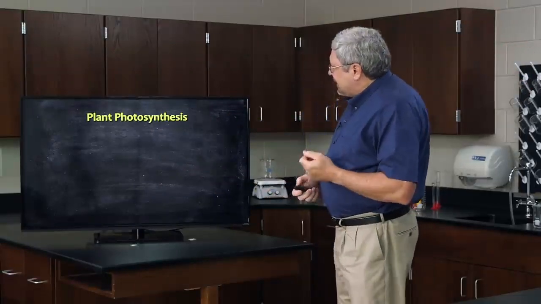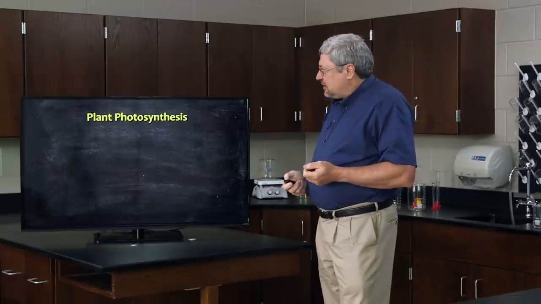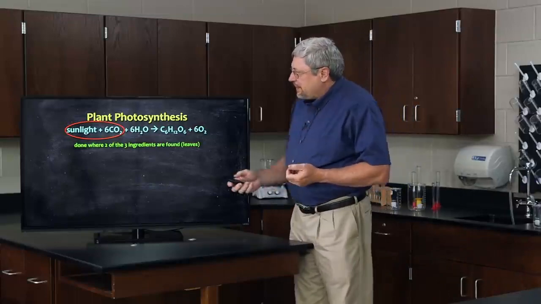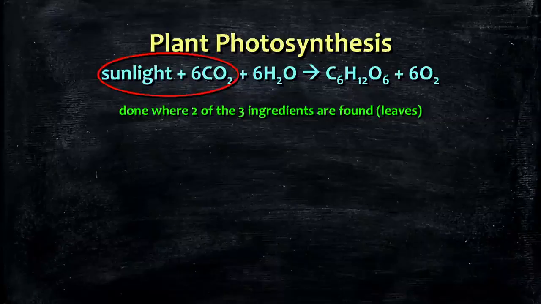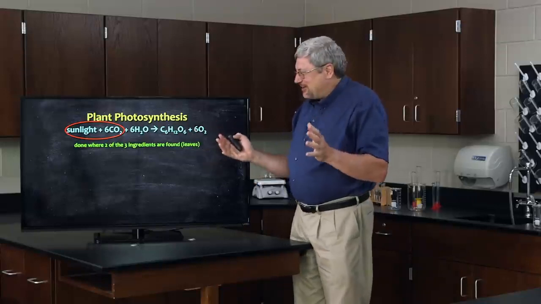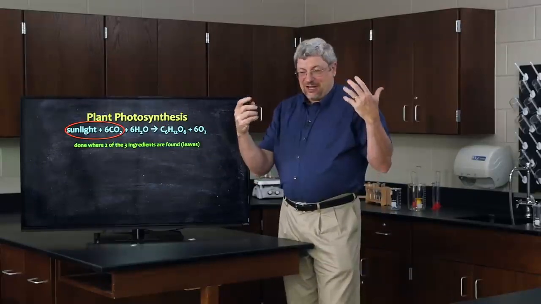So the process of photosynthesis can be summarized by a chemical equation. Sunlight plus carbon dioxide plus water will yield a chemical formula for sugar, glucose, plus oxygen. Now that might be something you don't understand. You don't understand this equation, but just maybe think of it as an algebra equation.